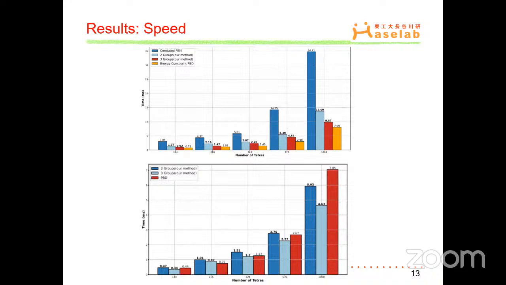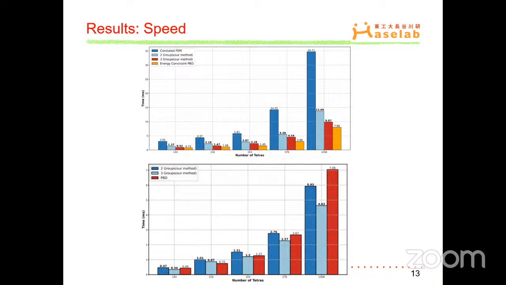I cannot read it, it's too small. Can you repeat what it is? Oh, sorry. The deep blue one is the correlated FEM. Shallow blue is two groups, and red is three groups, and yellow one is energy constraint position based. And it's computation time? Yes, computation time. And the shorter time is faster. Yes.